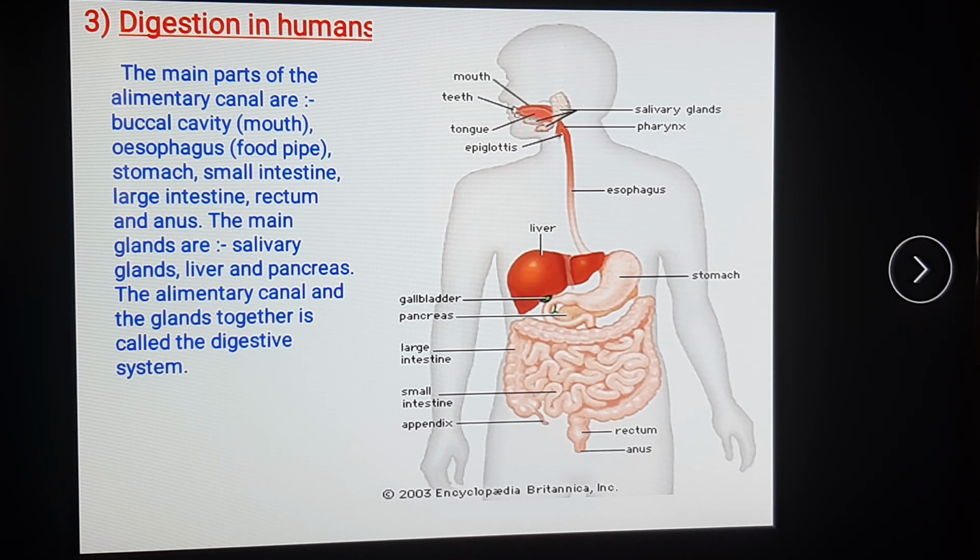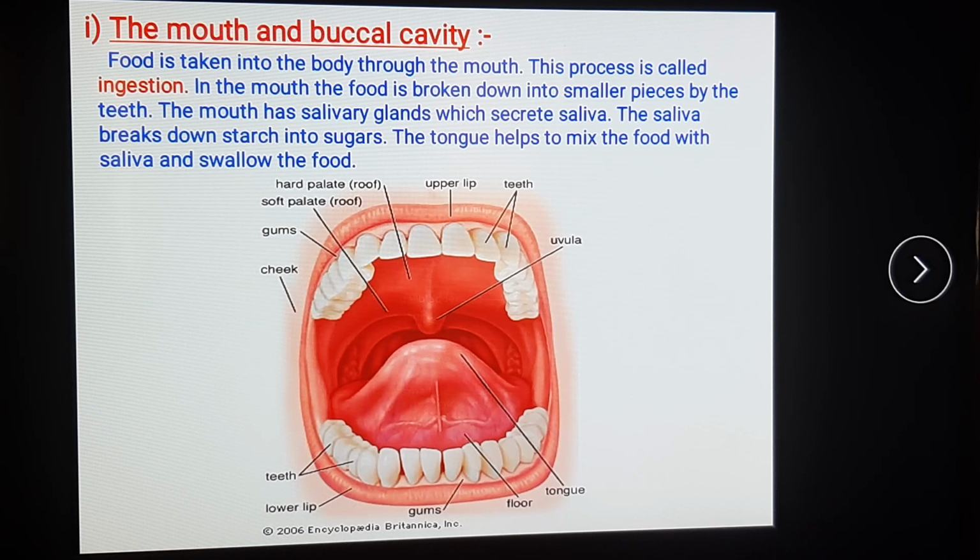Now as you learned, again I will repeat, the main parts of the alimentary canal are the buccal cavity first, which starts from the mouth, then the food pipe, the esophagus, then below the esophagus the stomach, then small intestine, large intestine, rectum and anus. These are the parts of the alimentary canal, and the alimentary canal and the glands together form the digestive system. Now the first part we will learn of digestion in humans is the mouth, or the buccal cavity.